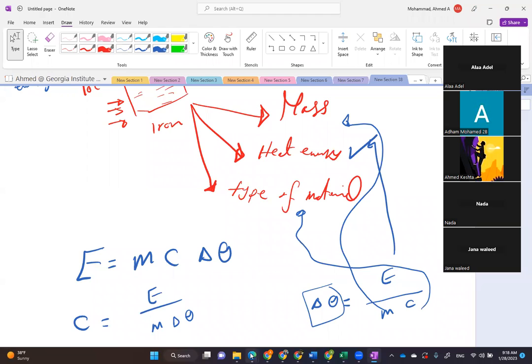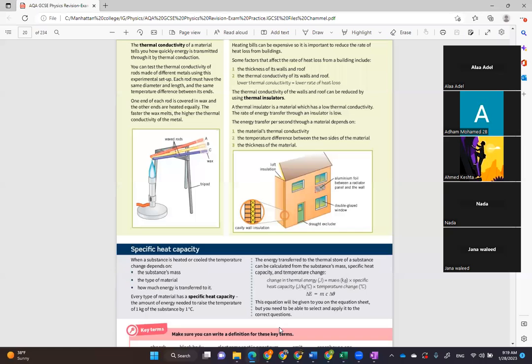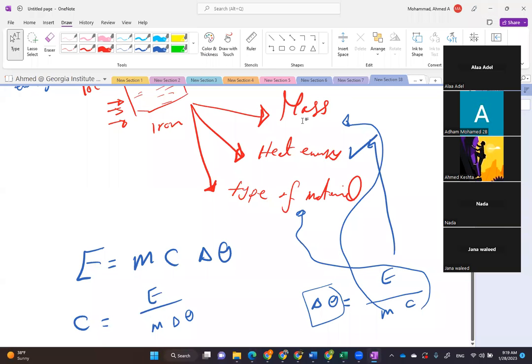I wish you understand this part. We're going to go back here. This is the equation: change in thermal energy equals mass times the specific heat capacity times delta theta. You know, change of energy in joules, mass in kilograms, and change in temperature in Celsius. So the specific heat capacity, let me go back to the OneNote file. We can put delta E or E, the same.